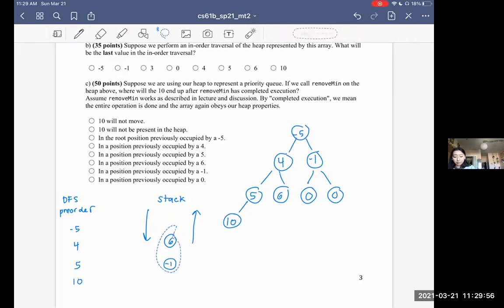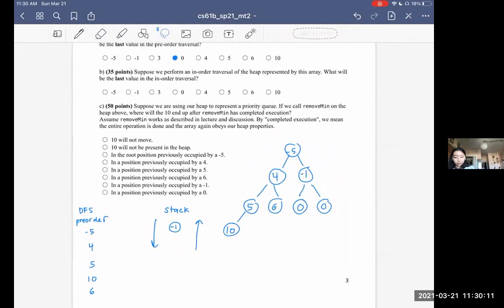So then what's the next thing to pop off the stack? Well, it's 6. And so while we're looking at 6, we see, oh, 6 has no children. Okay, we can move on. And so we continue to pop the next thing off the stack. And now we're popping off -1, and we're seeing it has those children, 0 and 0.